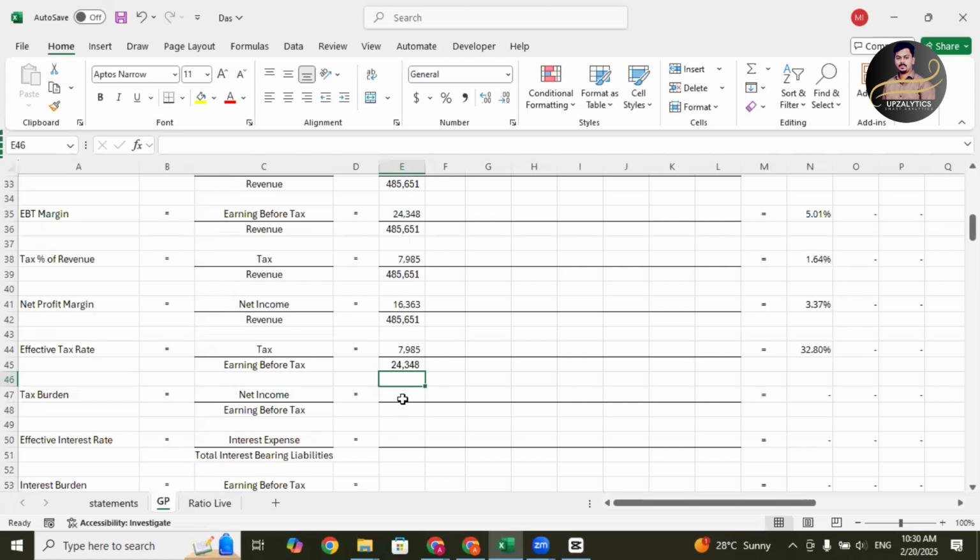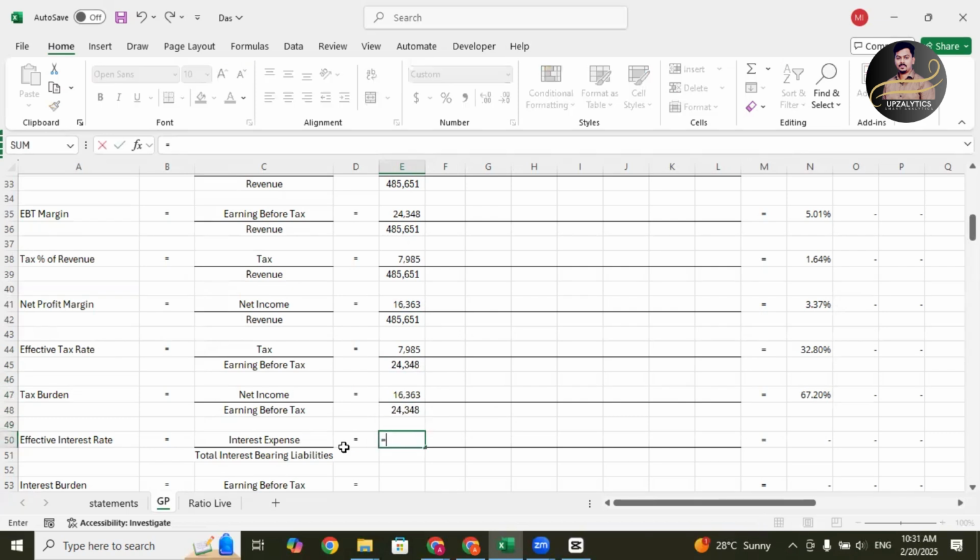So another thing, we can see the tax burden. To calculate tax burden, we can get the net income. Another thing, earnings before tax. We can get the earnings before tax from this side. This is our earnings before tax. Now we have around 67 percent of tax burden.